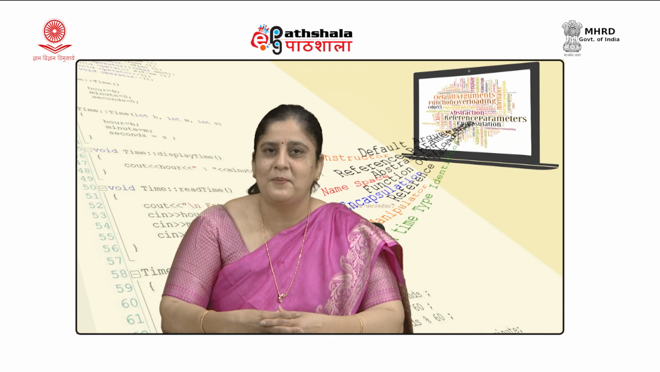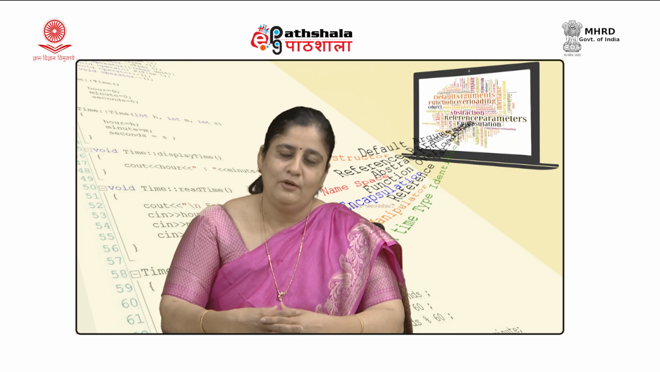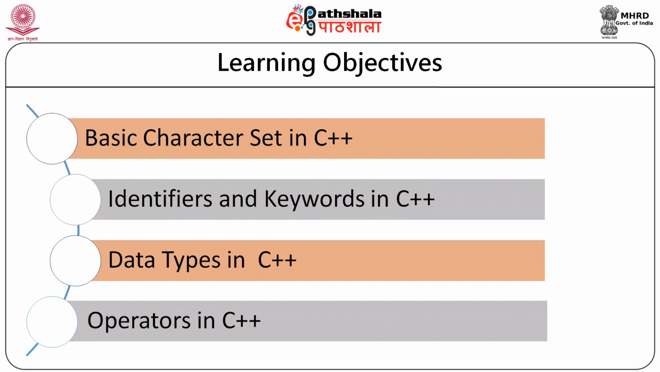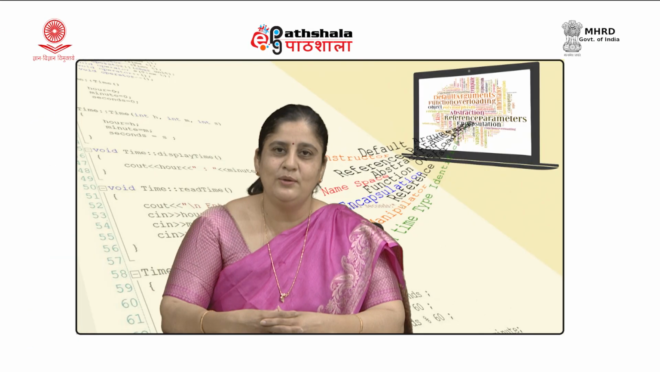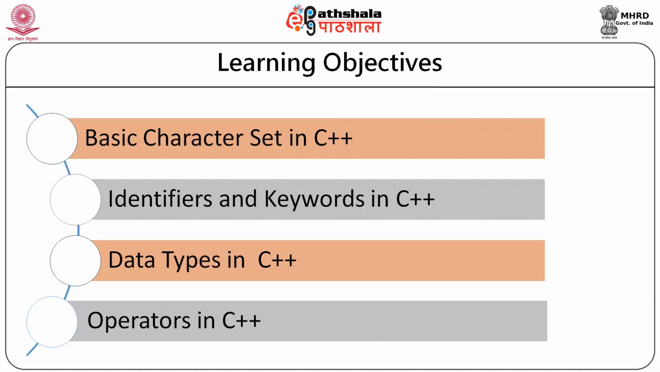In the previous module, we had a brief discussion about the object orientation and the elements of object oriented programming. In today's session, we will try to have an overview of C++ programming language. We will discuss basic character set in C++. We will also discuss identifiers and keywords in C++, data types in C++, operators in C++.